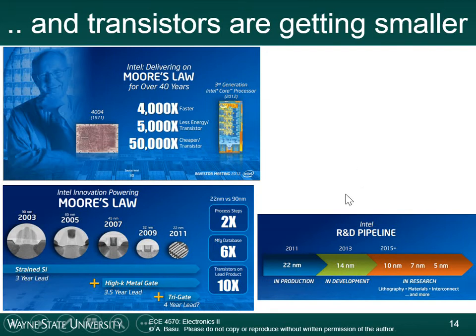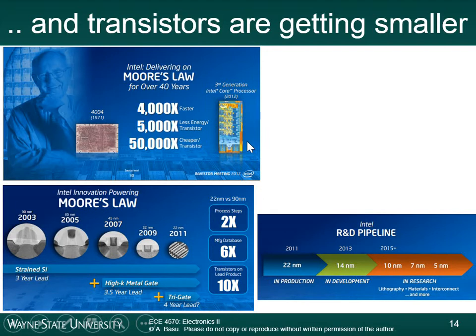So the chip on the right is 4,000 times faster, 5,000 times less energy per transistor, and 50,000 times cheaper per transistor. Okay, this all has come from miniaturization. When you make the transistor smaller, it ends up consuming less power and taking less space on the die, so it's cheaper to make. And interestingly, it also becomes faster because the amount of time it takes for the electron to move through the device is less. Okay, so all these things have folded into this Moore's law that we talked about in class last time.